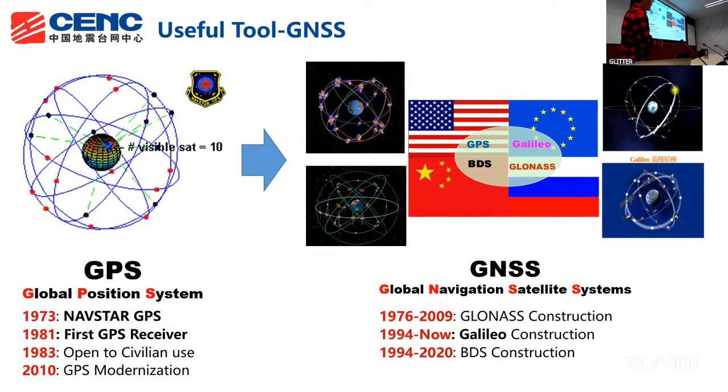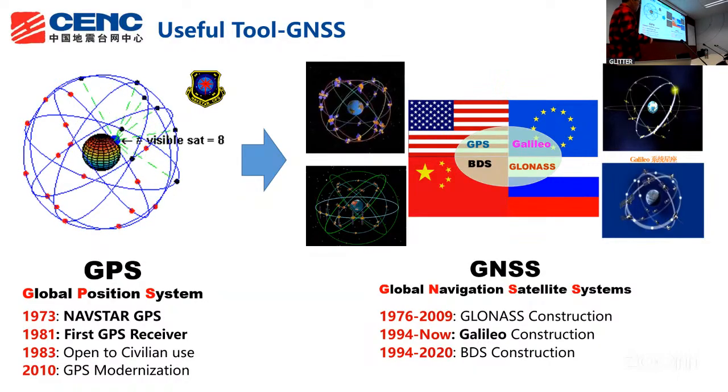why do we now call it the GNSS, the Global Navigation Satellite System? Because now the GNSS has a broader meaning, and except for the GPS, it also contains GLONASS, Galileo, and Beidou, and also other regional navigation satellite systems, like in Japan, and also the IRNSS in India. Yeah.